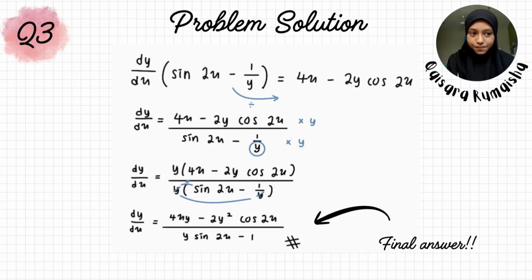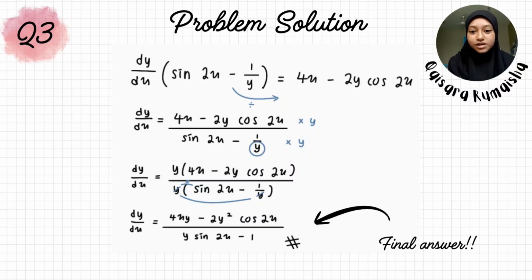This results in the fraction shown in the second row, which is dy over dx equals 4x minus 2y cosine 2x over sine 2x minus 1 over y. However, we cannot leave our answer like this because we have a complex fraction containing a nested fraction, specifically 1 over y terms in the denominator. To make this mathematically elegant, we need to eliminate that y from the bottom.